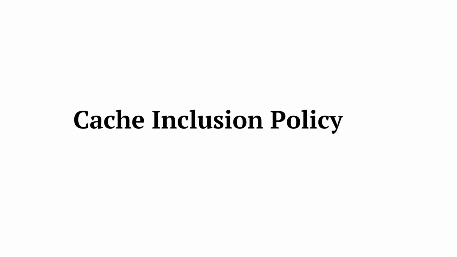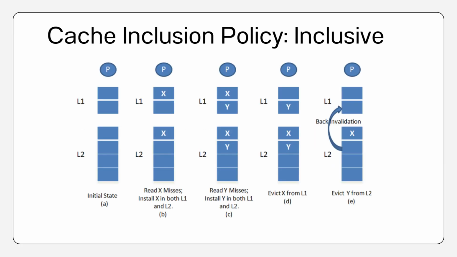Next, we are going to look at some inclusion policies. First, we have the inclusive policy, which states that each level of the cache is a subset of each of its lower level. When a new data comes in, it is stored in each level of the cache. And when a data is removed from a certain level, it is also removed from each of its higher levels.